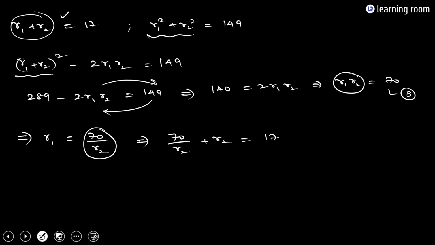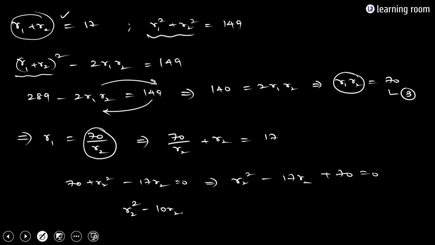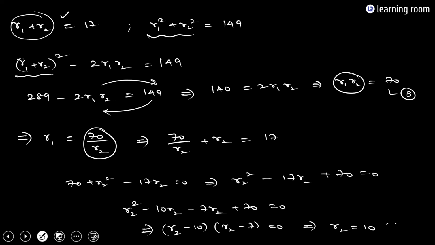So I'll get 70 plus R2 square minus 17 R2 is equal to 0, which implies R2 square minus 17 R2 plus 70 is 0. So it is a quadratic equation in R2. So I can factorize it like this: R2 square minus 10R2 minus 7R2 plus 70 is equal to 0. Can I do this? Yes, sir. Right. What will happen is R2 minus 10 into R2 minus 7 is equal to 0, which implies R2 is equal to 10 or 7.